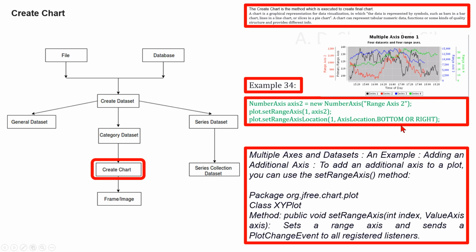At this point, no additional data set has been added to the chart, so if you were to display the chart, you would see the additional axis, but it would have no data plotted against it. But here is the completed example.